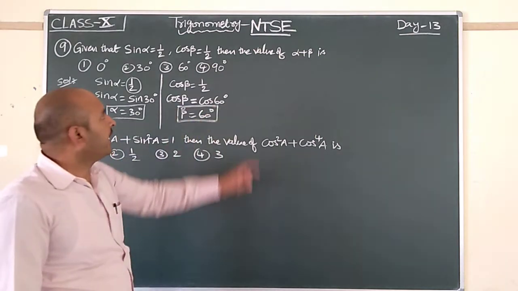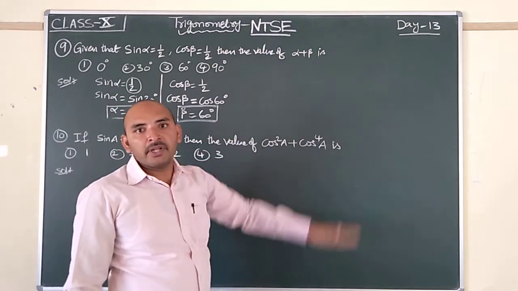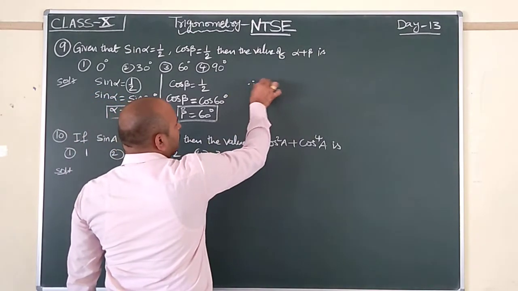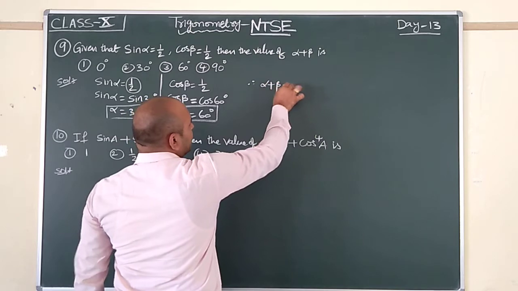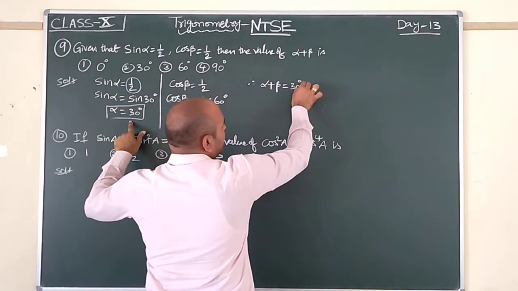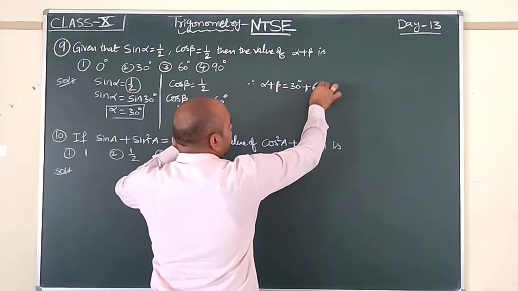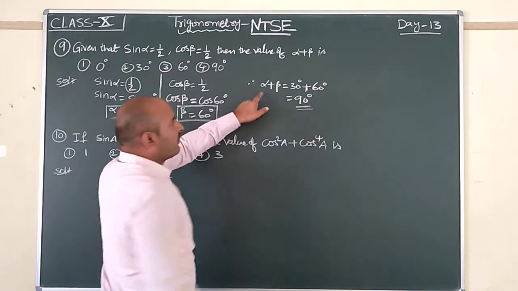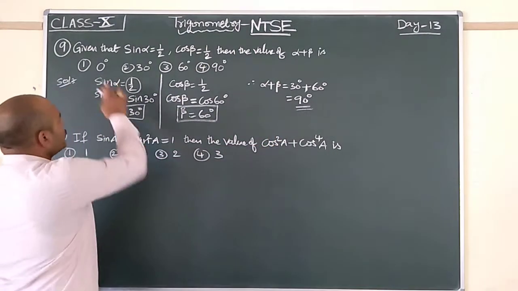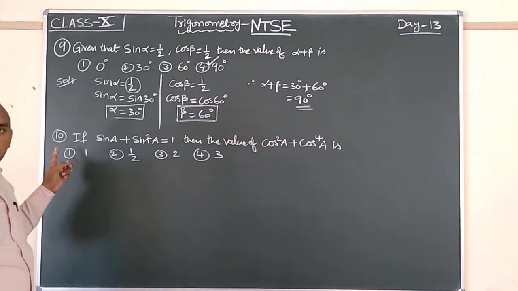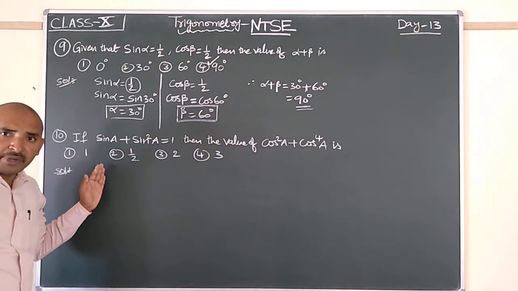What we have to find here? The value of alpha plus beta. So therefore, alpha plus beta is equal to, what is alpha value? 30 degrees, plus beta value 60 degrees, it is equal to 90 degrees. So alpha plus beta value is 90 degrees. So option number 4.